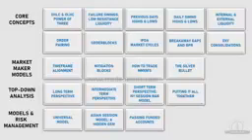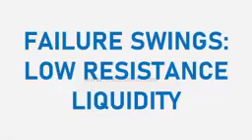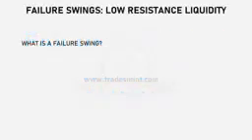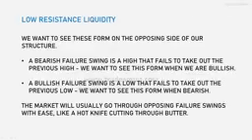Now that we went over our first lesson about power of three, let's move on to the second lesson, which is about failure swings, low resistance liquidity. Now, first of all, what is a failure swing? A failure swing is a swing high that fails to take out another swing high, or a swing low that fails to take out another swing low. So this is low resistance liquidity, and we want to see this form on the opposing side of our structure.